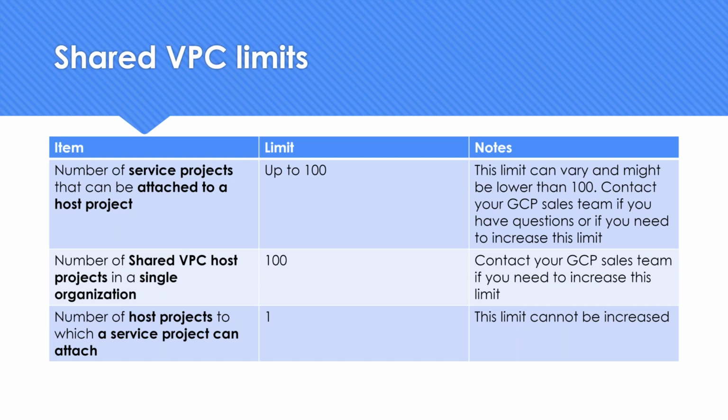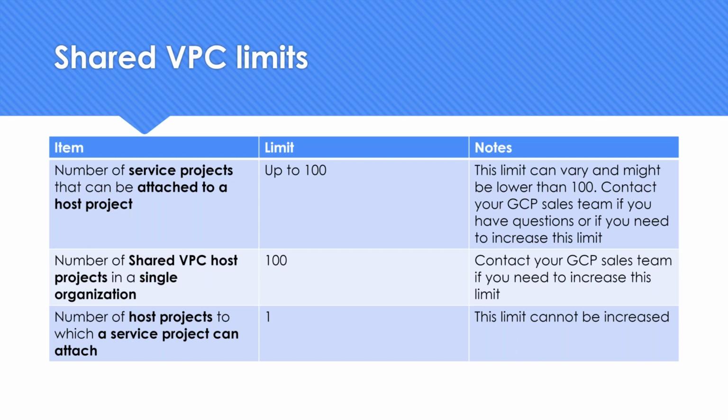We also saw some of the limits, a few of which can be increased by contacting Google sales, and a few which cannot be changed. For example, a service project can only connect to one host project. The same project cannot be connected to multiple hosts. That's a technical limitation. With shared VPC, what we saw was that it is centralized.